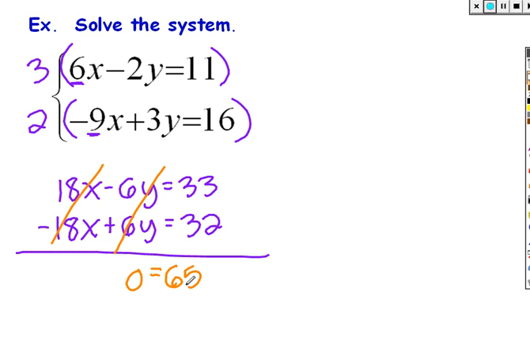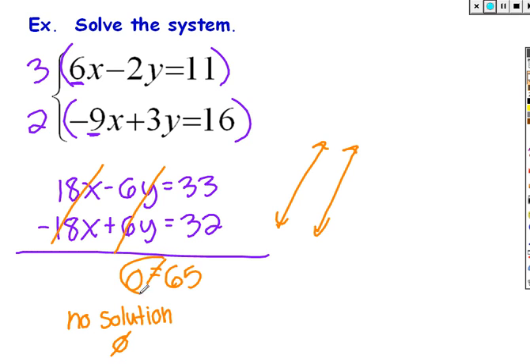Is that true? No way, this is never true. So this is a case where 0 never equals 65. This is actually a no solution, or the null set. There is no point that would be on both of these lines. If you went through and graphed these lines, you should find that the lines are actually parallel. They're never going to intersect. They have no points in common.